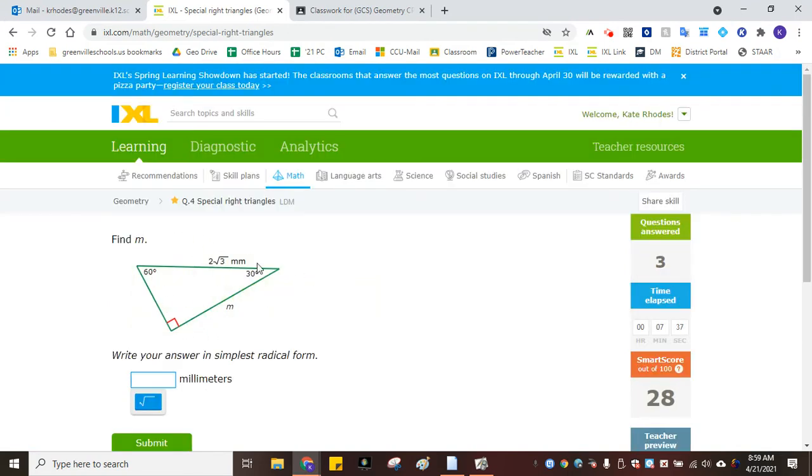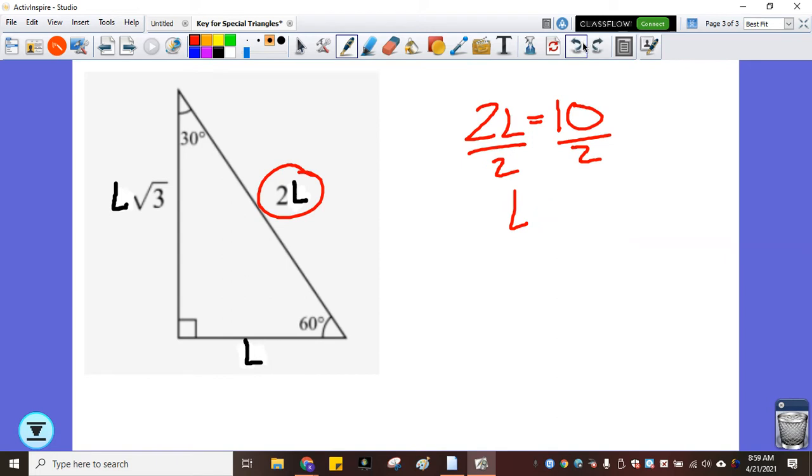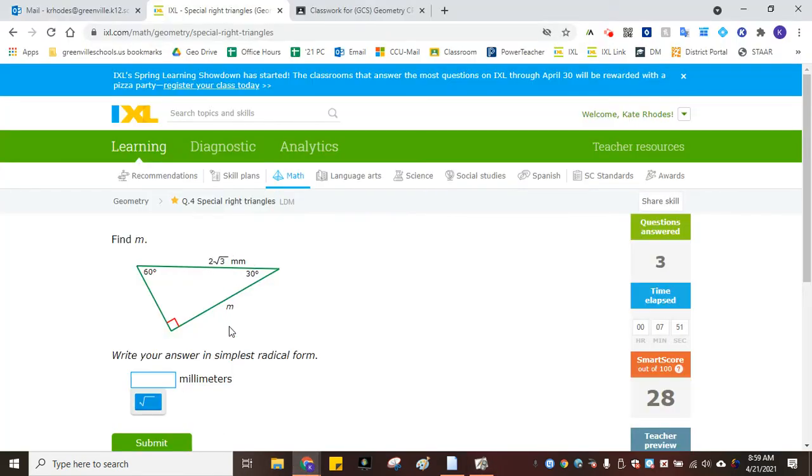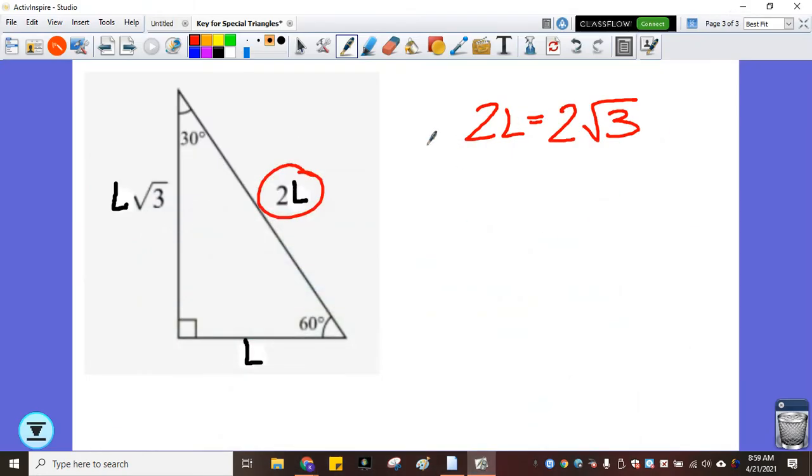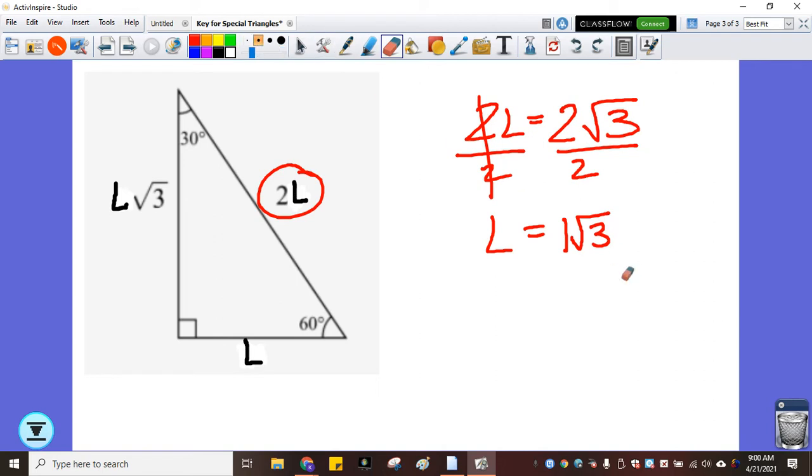Okay, 30, 60, 90. We know our hypotenuse is 2 square root 3, and we have to find our long side. So again, solve for L. Divide by 2. When you're dividing, you can only divide what's outside the radicals together and what's inside the radicals together. Here, these are outside. 2 divided by 2 is 1. So it's 1 square root 3. And with radicals, just like with variables, if it's 1, you don't have to write that. So L is the square root of 3.